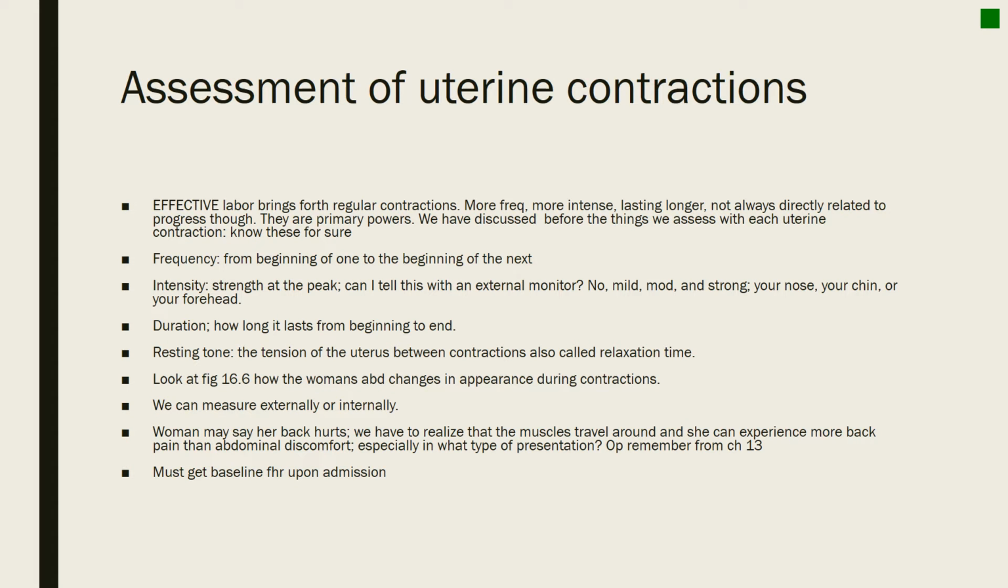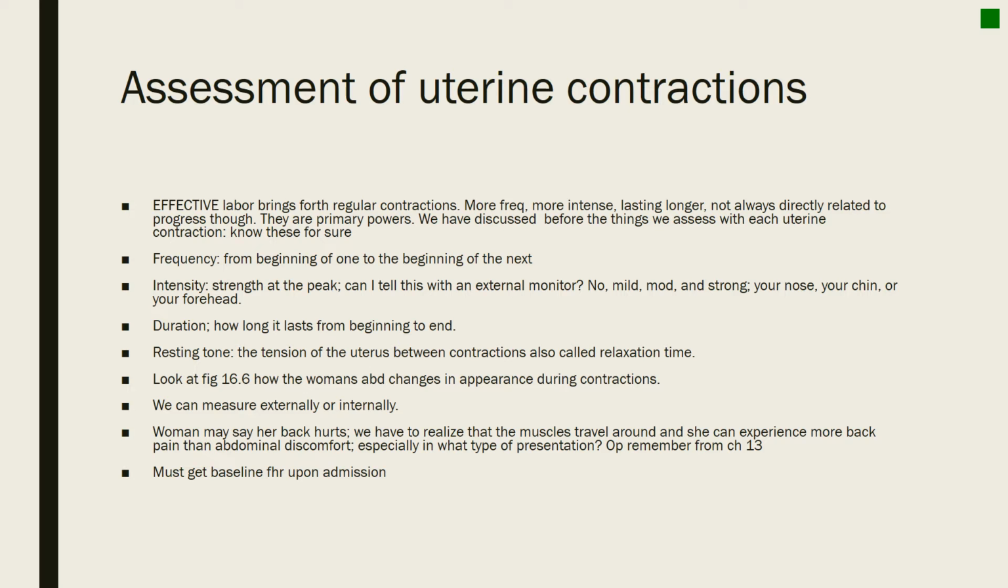All right, assessment of uterine contractions. We know that effective labor brings forth regular contractions. The more frequent, the more intense, the longer they last. These things we expect, but they don't always directly relate to progress. These are primary powers, and we've discussed these before.